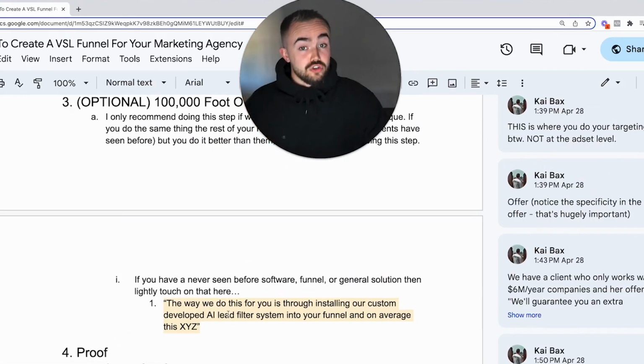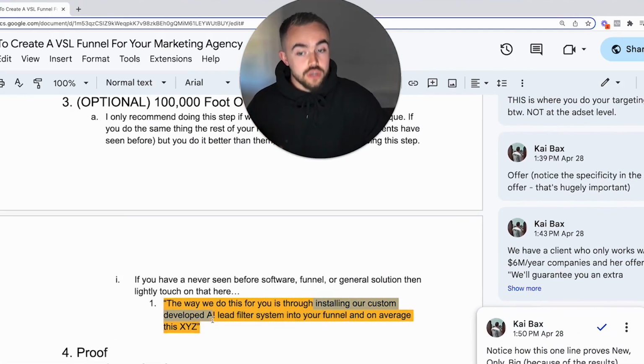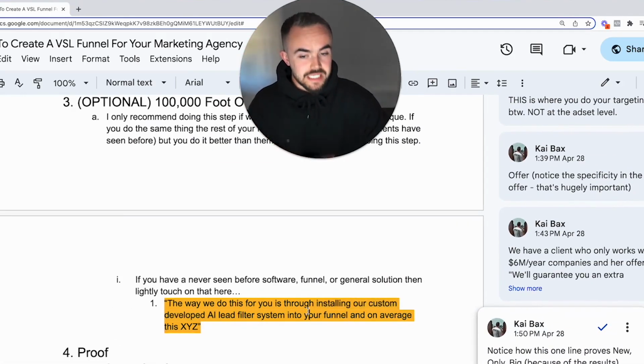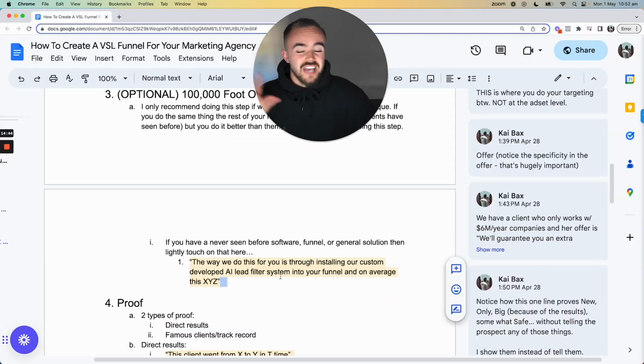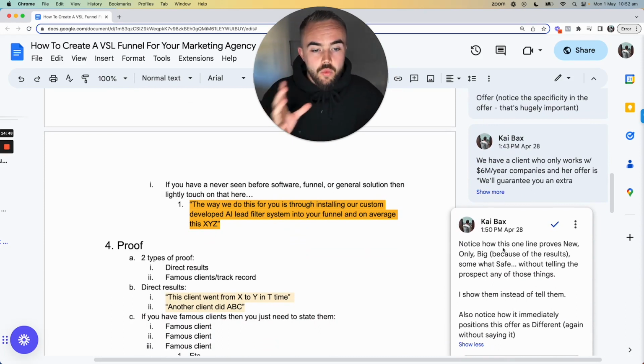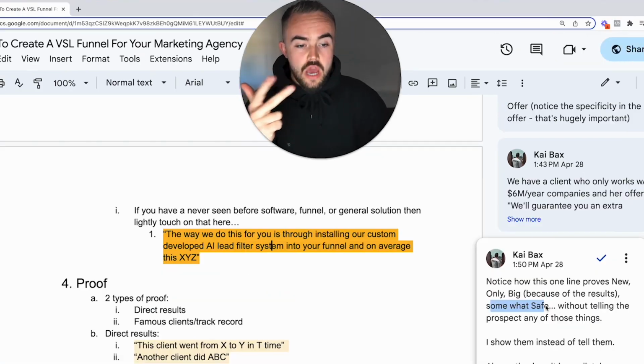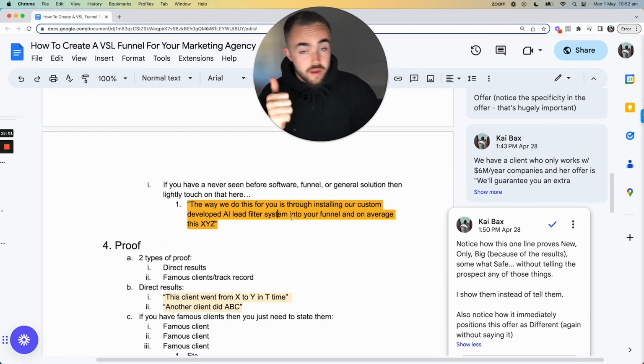The way we actually do this for you is through installing our custom developed AI lead filter system into your funnel, and on average this XYZ, whatever it might be. That's a pure example, but here what you want to do is notice how this one line proves new, only, and big, and somewhat safe as well, without telling the prospect any of those things. So I imply that it's new, okay? I don't say it's new, but I imply that it's new.